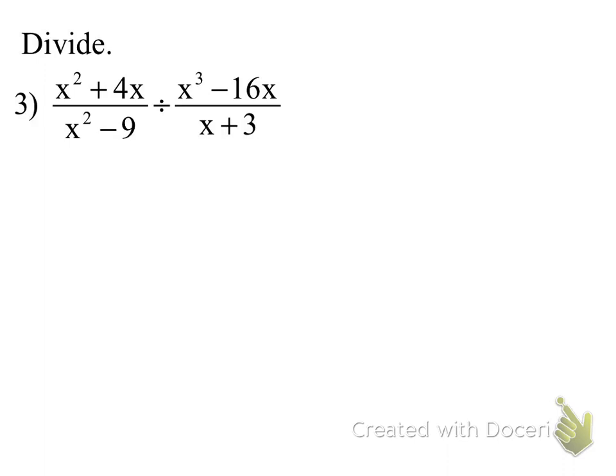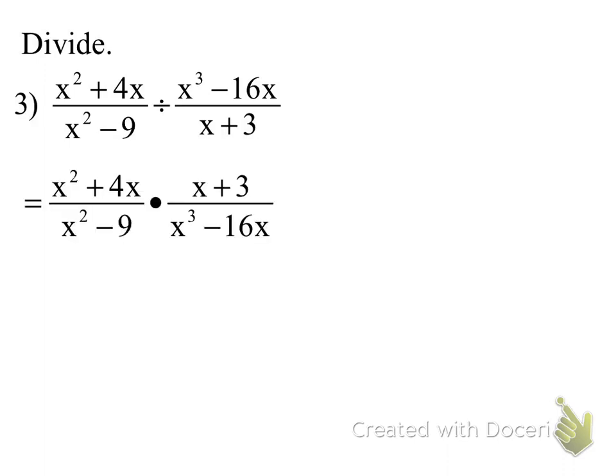Okay, let's pause it and you try the next one. So we're going to multiply by the reciprocal. And then what are we going to factor? You can factor x times x plus 4, and then for its denominator, it would be x plus 3 times the quantity of x minus 3. Good.